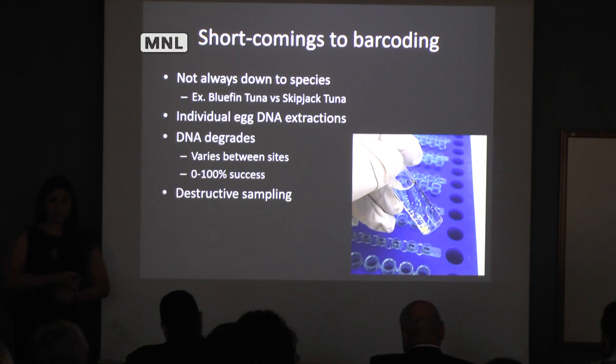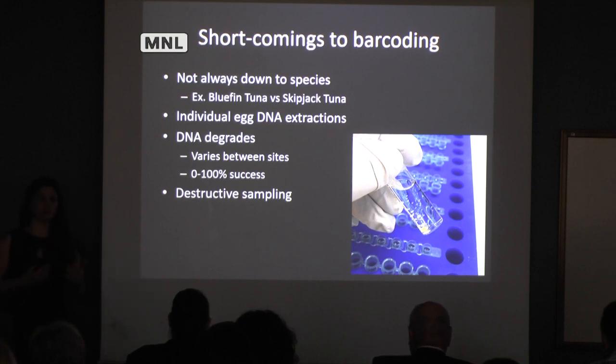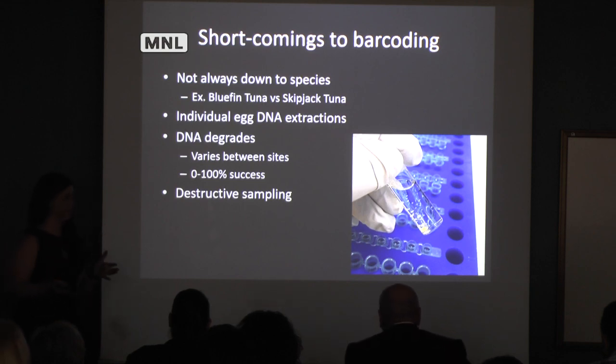These are also individual DNA extractions. Like I said, I processed each of these individually. It takes a lot of time. DNA also degrades. So as we saw, if we let these samples sit for a long time, we can have varying success rates from 0% at one site to 100% at the next. So we need to make sure we're staying constant with the amount of time it takes for us to process them and the amount of alcohol used to preserve them. It's also a destructive sampling method. Once I process the eggs, I can't get them back. They're gone. So I can't do the extraction again if it doesn't work.